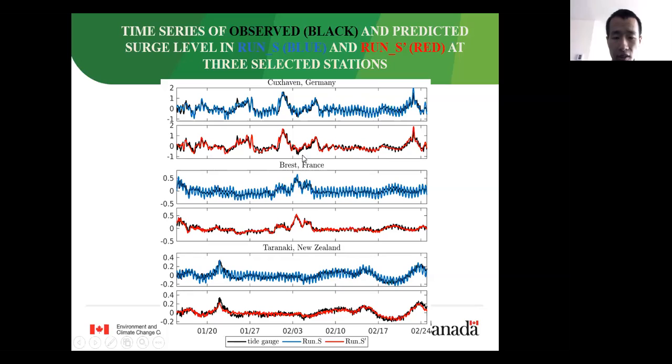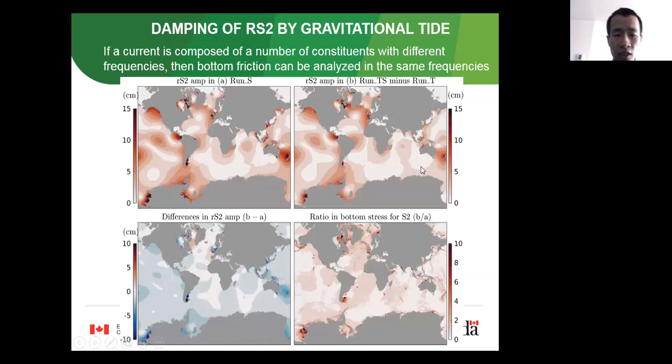Another interesting feature is that in the red line at Cuxhaven and Brest, there is still some remaining energy near the S2 frequency. This indicates that the S2 forcing over the tropics is not at a single frequency, and there is some energy close to the S2 frequency that cannot be removed by the tidal analysis.